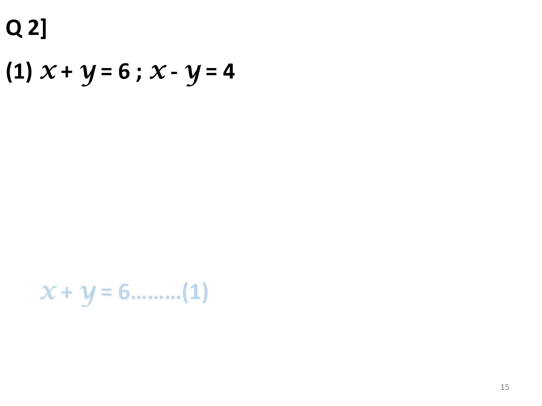Next question, question 2, sub-question 1. x + y = 6, x - y = 4. Now we will solve these two equations by the graphical method. Let's take the first equation. x + y = 6 is my first equation. We have to take three different values of x and get the resultant y value.